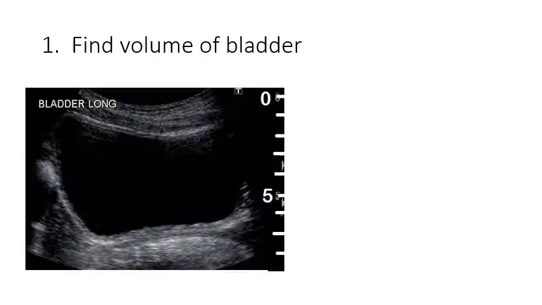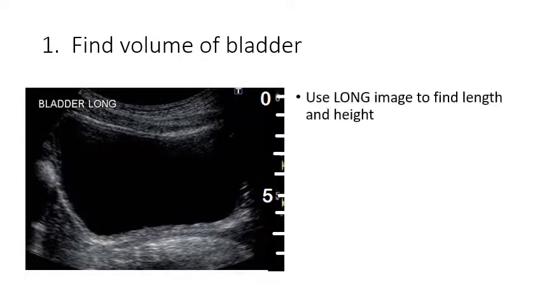All right, so the first question asks you to find the volume of the bladder. So remember, when we're doing our volume of anything, we need our length, our width, and our height, okay? So we are going to use the longitudinal image to find some of these pieces of information. So we're going to use the longitudinal image to find the length and the height. So this is our bladder, all right?